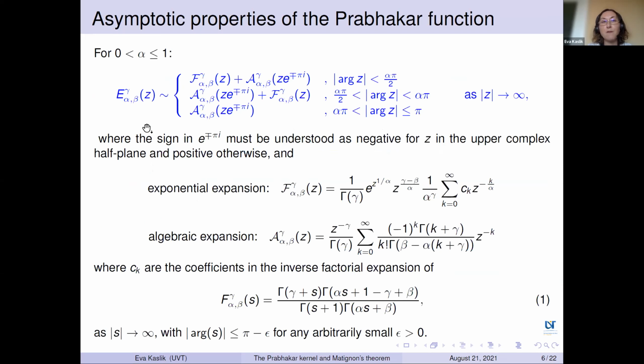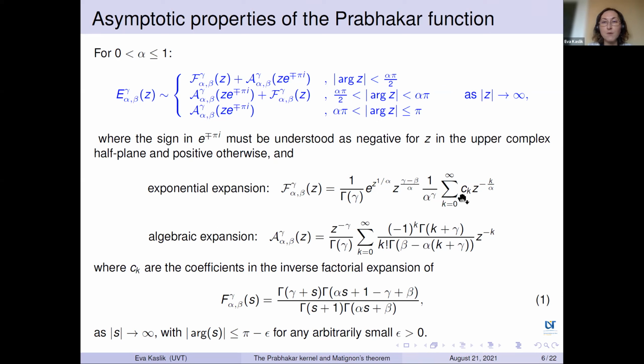So basically what we have is that the asymptotical behavior of the Prabhakar function can be described in this way as the absolute value of z goes to infinity, where we must emphasize the fact that in each of these formulas, the first term represents the dominant term. And what we can notice is that we have an exponential expansion given by this function f, which is dominant in this part of the complex plane, while we also have this algebraic expansion defined by the function a, which is dominant when the argument of z in absolute value is larger than alpha pi over 2.